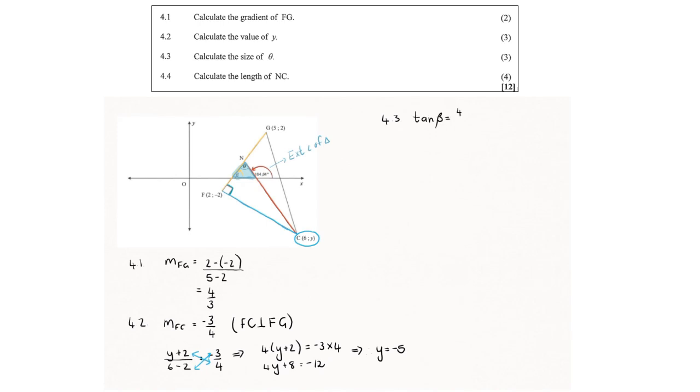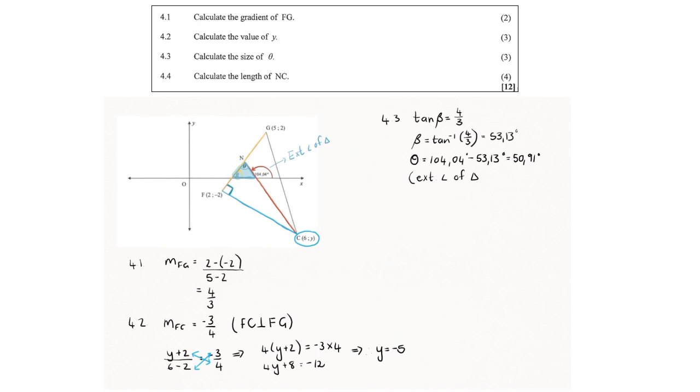And we already know that the line segment FG's gradient is 4/3. So therefore, tan of beta will be equal to 4/3. Beta is then equal to tan inverse of 4/3, and that's 53.13 degrees. And then to determine theta, we take 104.04 degrees, that's the exterior angle, and we subtract 53.13 degrees. And that gives us that theta's value is 50.91 degrees.